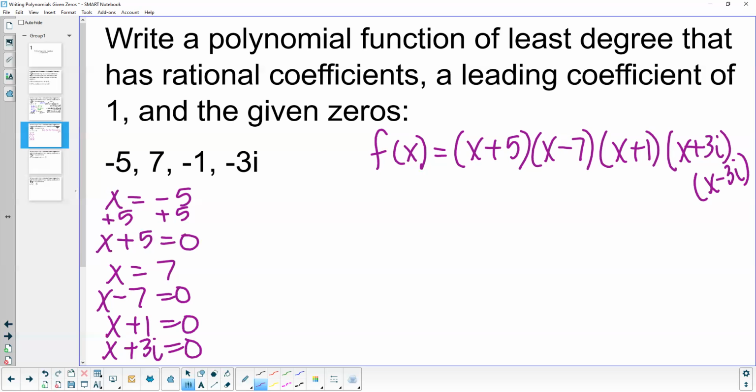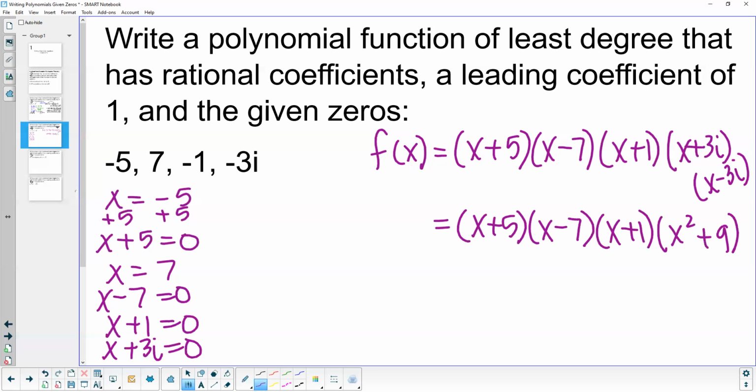Now, just like before when we had those two radicals, or irrational numbers, I'm actually going to combine my complex numbers as well. And so this actually can be written as x plus 5 times x minus 7 times x plus 1 times x squared plus 9. And the way that we get this is we end up squaring both of these terms, but because it's an i, if they have opposite signs, we change it to a plus. Okay, that's kind of how those combine. If we were to FOIL those out, we would end up simplifying into x squared plus 9 as well.